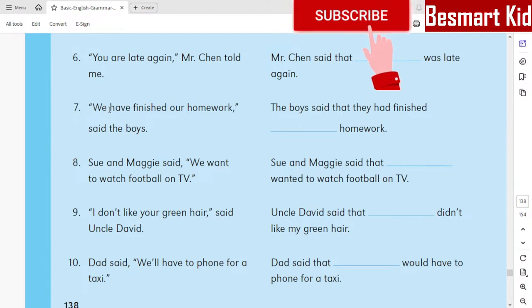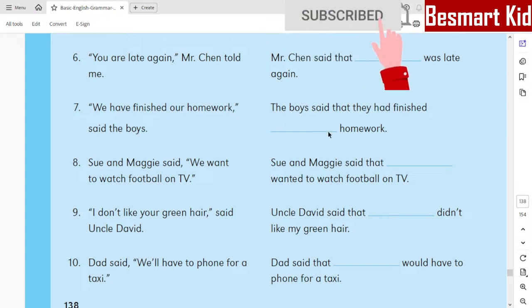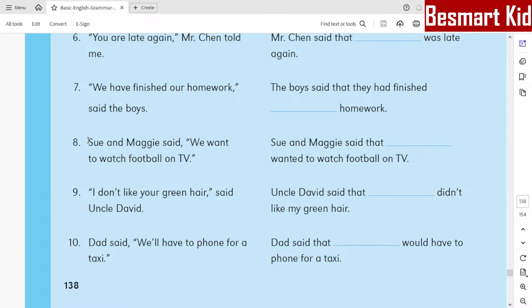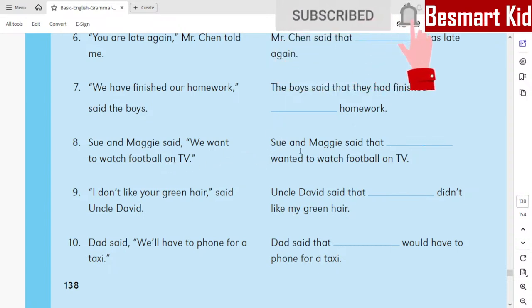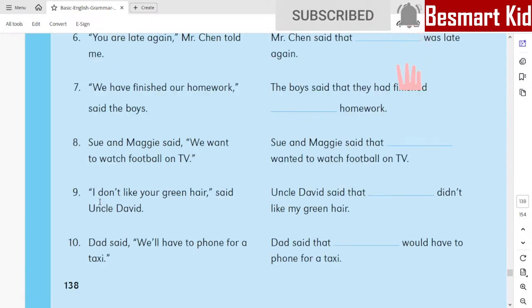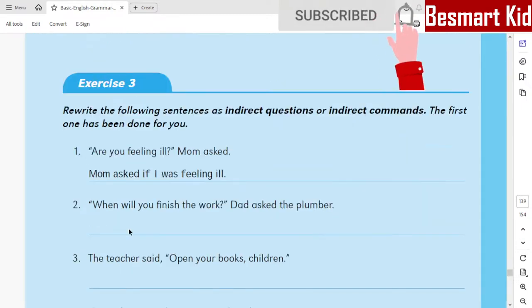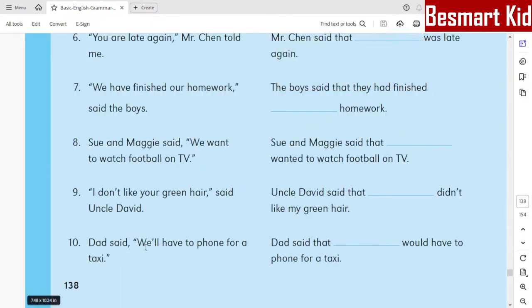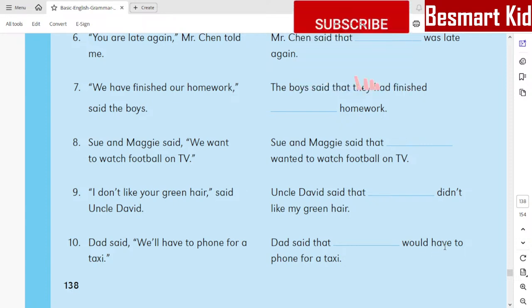Seventh, "We have finished our homework," said the boys. The boys said that they had finished dash homework. Eighth, Sue and Maggie said, "We want to watch football on TV." Sue and Maggie said that dash wanted to watch football on TV. Ninth, "I don't like your green hair," said Uncle David. Uncle David said that dash didn't like my green hair. 10th, Dad said, "We'll have to phone for a taxi." Dad said that he would have to phone for a taxi.